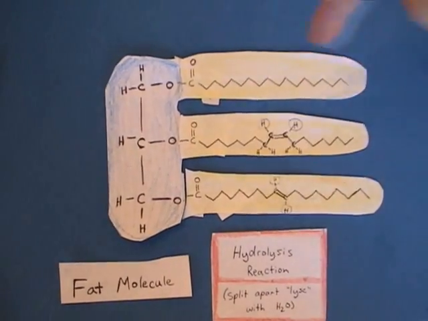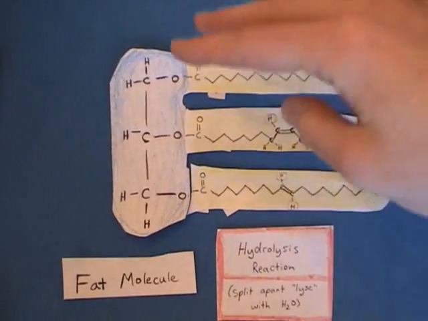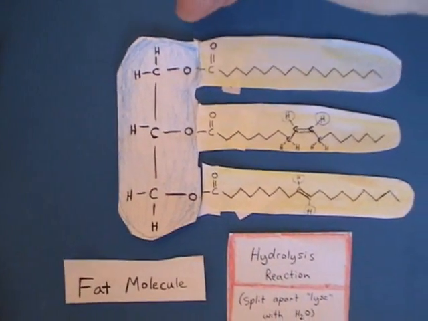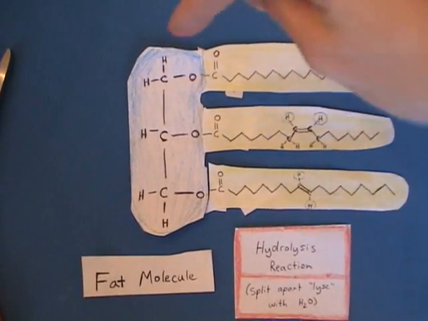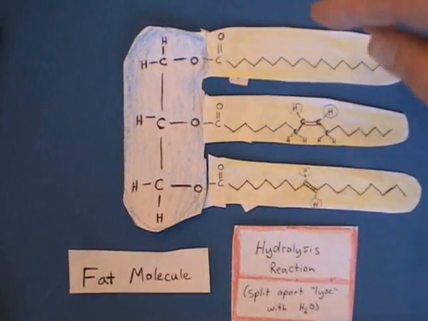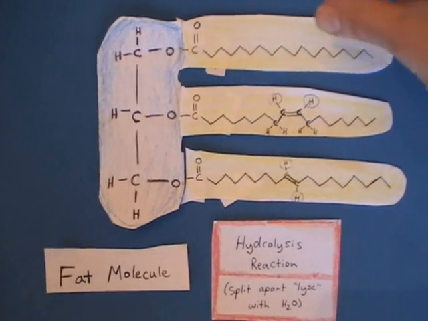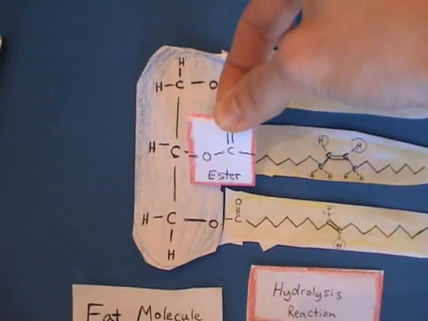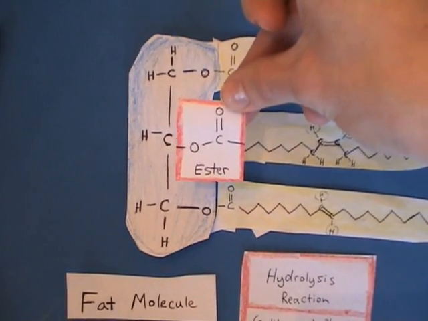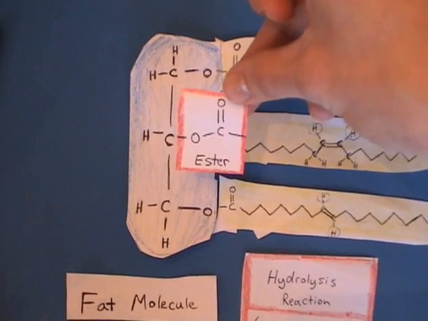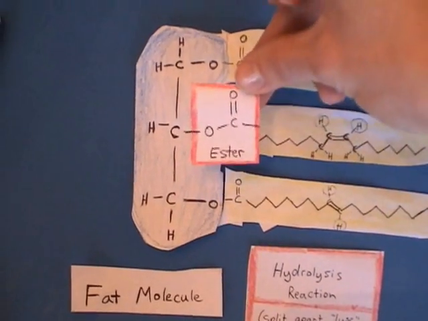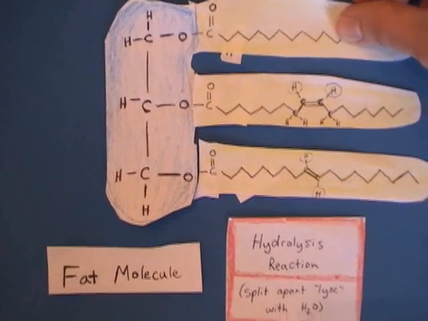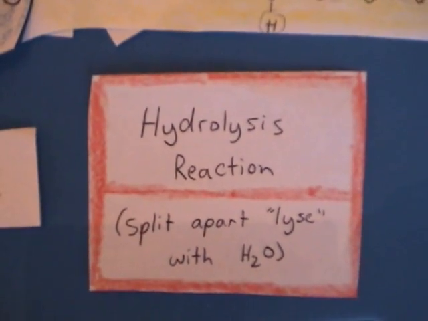Here we have a representation of a hypothetical fat molecule that you would find in that bucket of lard or Crisco, where if you either put it in acid or in a base, then we can hydrolyze these three ester groups. So an ester group is just a carbonyl with an O bonded to two other R groups on either side. So we've got one, two, three ester groups that we can hydrolyze. And hydrolyze just means split apart or lyse with water.